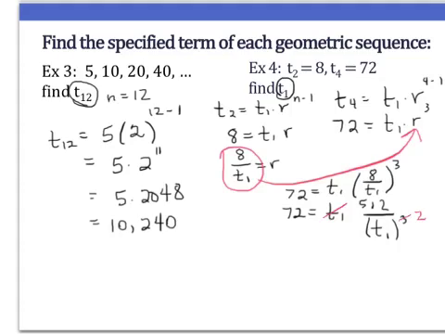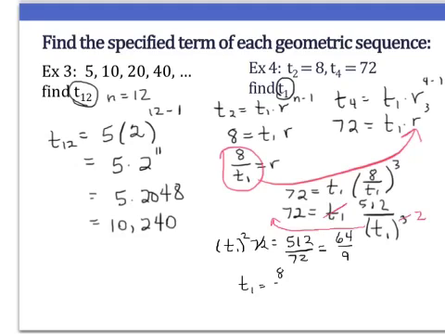And those cancel. So I'm going to multiply both sides by T1 and bring this over. T1 squared, actually. So I'll have T1 squared times 72 equals 512. Well, I'm going to divide both sides by 72. And then I'm going to reduce this fraction. And when I reduce the fraction, it reduces to 64/9, which is very nice because when we take the square root, you end up with 8/3 as your first term.